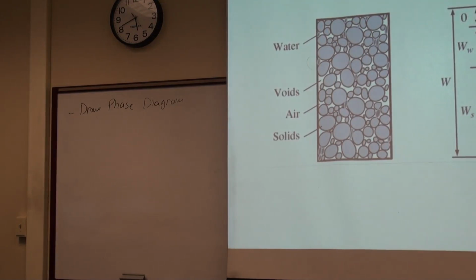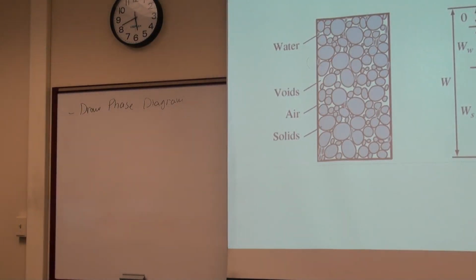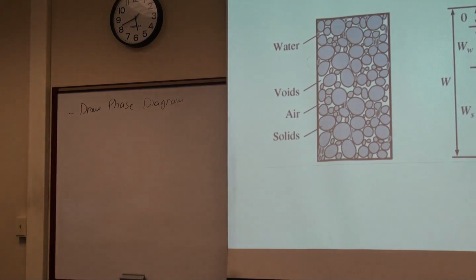And in terms of volume, each of those components can have volume: volume of solid, volume of water, volume of air. Volume of water plus volume of air will be volume of void. But in terms of weight, of course, air doesn't have any weight. So total weight is simply weight of solid plus weight of water. So the first thing that you need to do is draw a phase diagram.